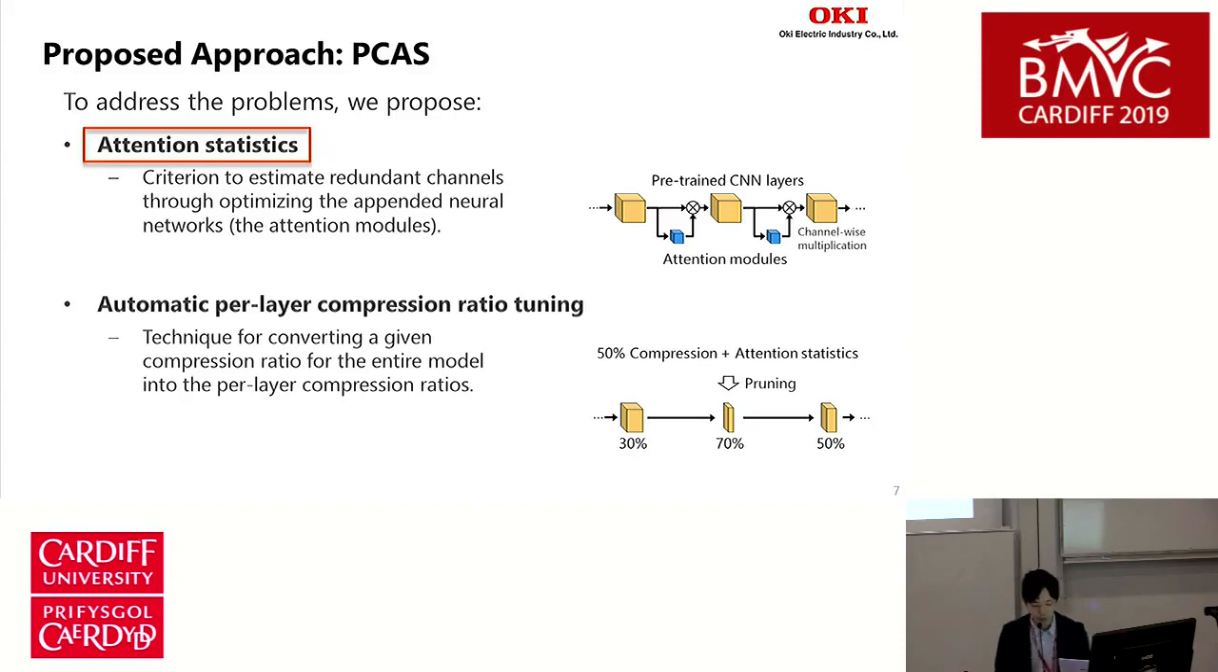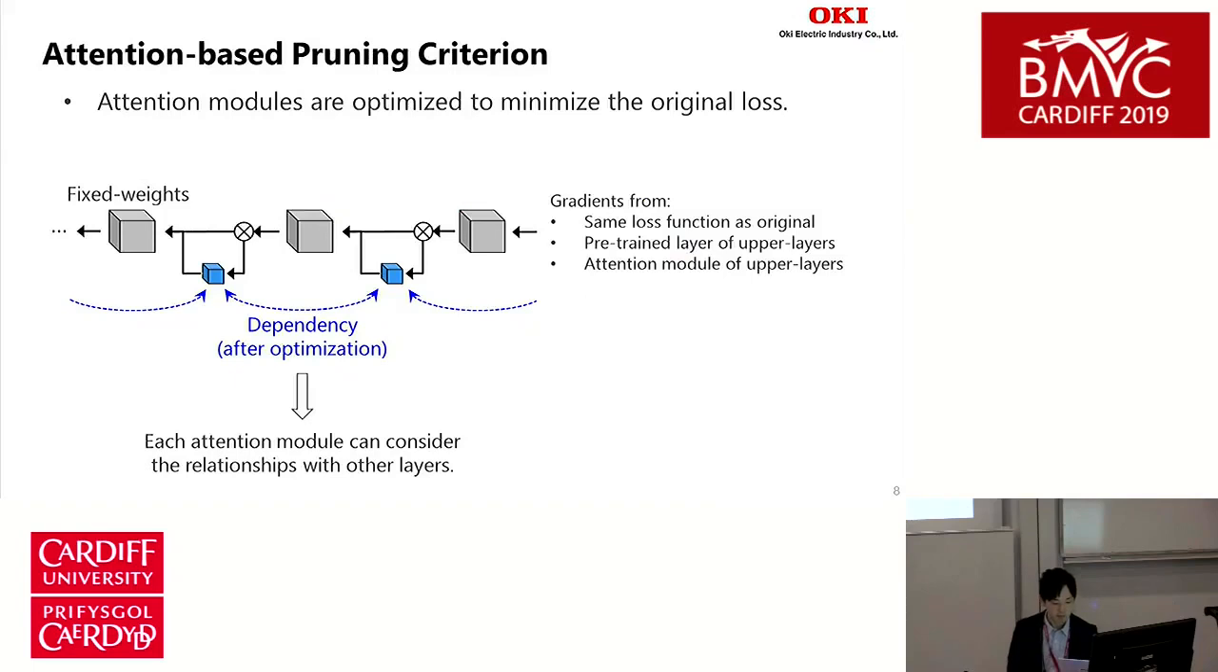First, I'd like to explain the proposed criterion in detail. To obtain the proposed criterion, firstly, we connect the attention modules immediately before the pre-trained CNN layers, and then train the attention modules simultaneously to minimize the original loss function using the original training data via backpropagation. During training of the attention modules, we fix the weights of all the pre-trained CNN layers. And since the attention modules have dependency after optimization, each module can consider the relationships with other layers. In other words, our criterion, which is generated from the modules, can consider the influence on the other layers.